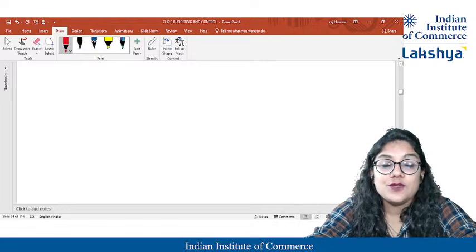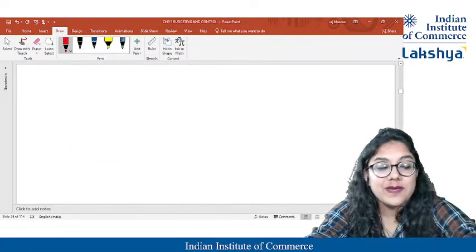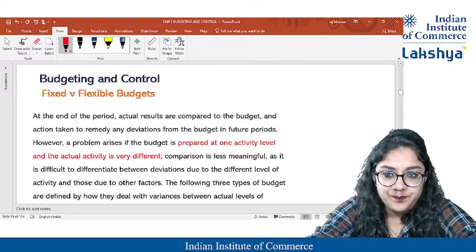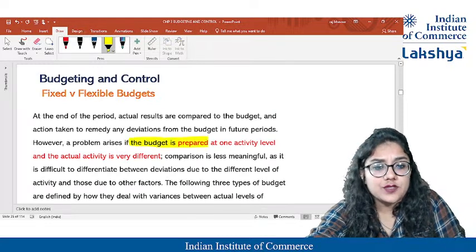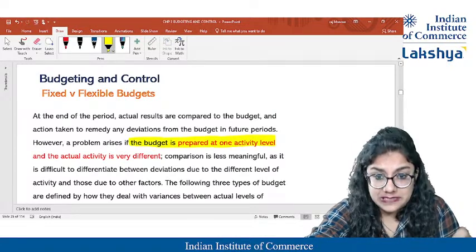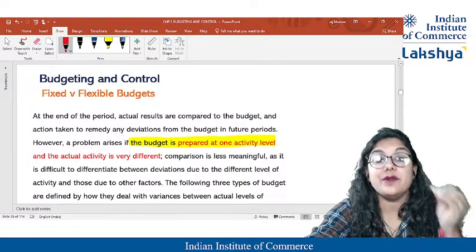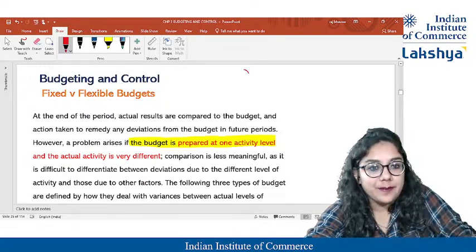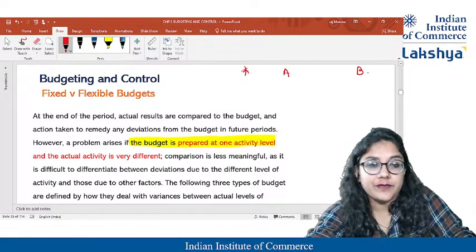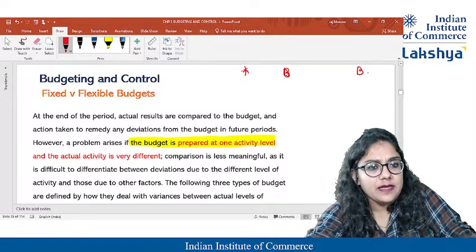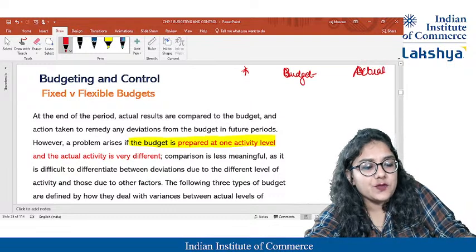Okay. So this is the first meaning, which is known as bottom up and top down. Up next, guys, we have fixed and flexible budget. Whenever a budget is prepared on just one activity level, it is known as fixed. And sometimes it is a situation where it is known as flexible. For example, let's say I've made a budget and this is what the actuals are. This is what actually happened.